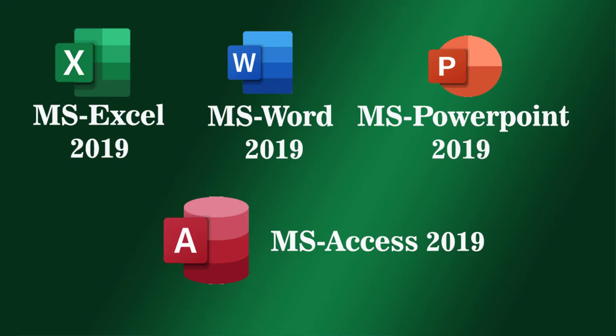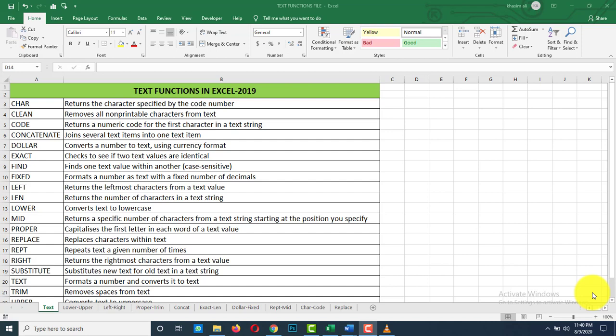In this video, we are going to learn about various text functions in Excel 2019, which includes upper, lower, left, right, proper, concat, exact, dollar, etc. Now we will see one by one.